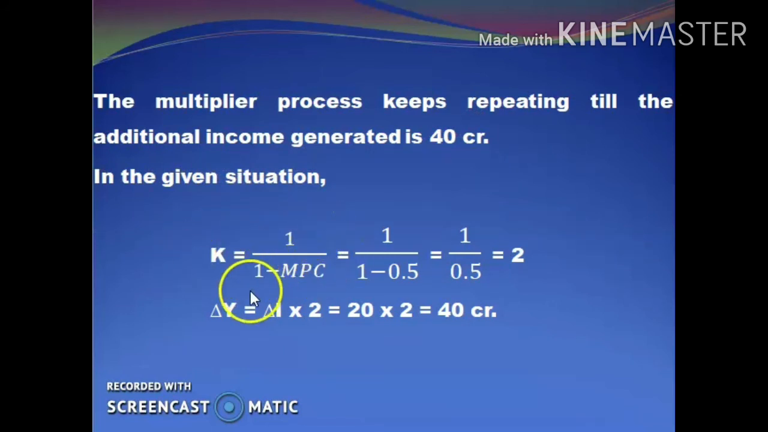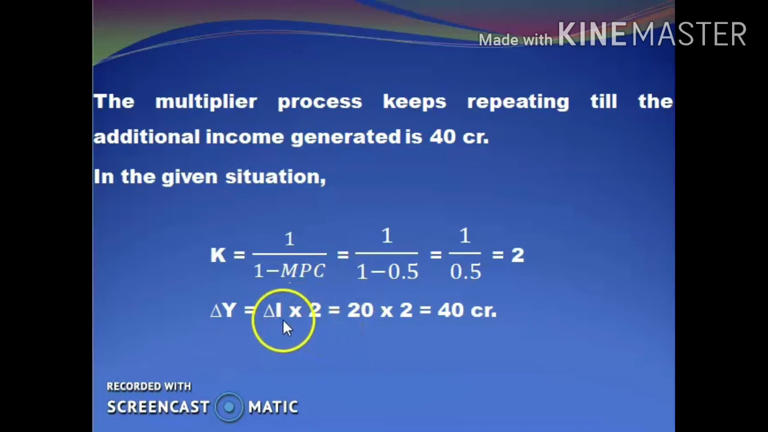K equals 1 by 1 minus MPC, equals 1 by 1 minus 0.5, substituting 0.5 as shown in your question. Then 1 by 0.5, since 1 minus 0.5 gives 0.5, equals 2. That is the answer. So you can substitute to find the change in income, which is delta I, which we don't know, into 2.